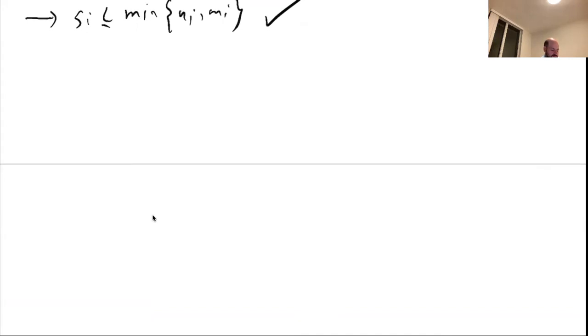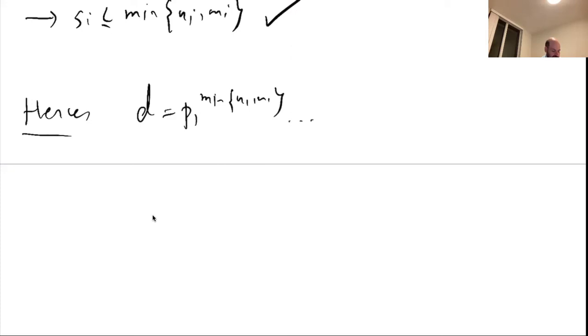So that's it. So we showed that, hence, D is equal to P1 to the power minimum of N1 and M1, all the way to Pk to the power minimum of Nk and Mk, which is the GCD of A and B.